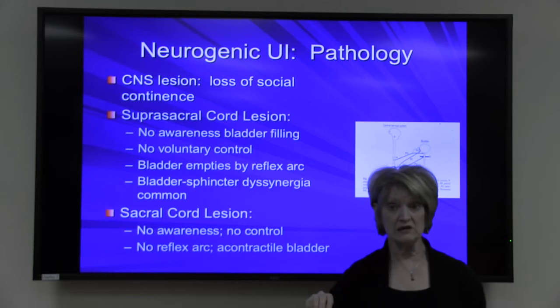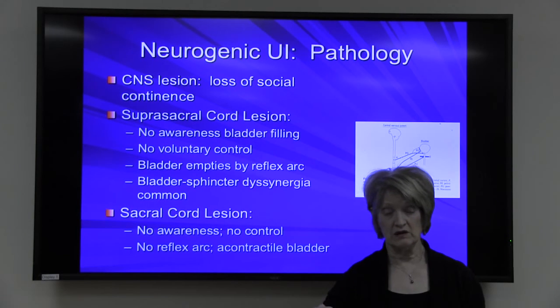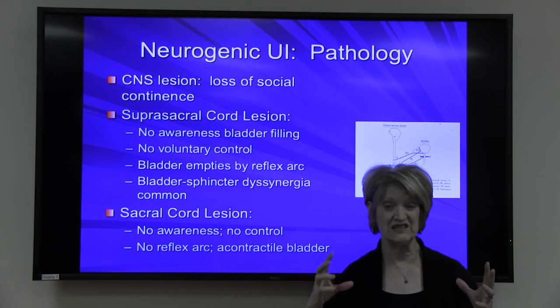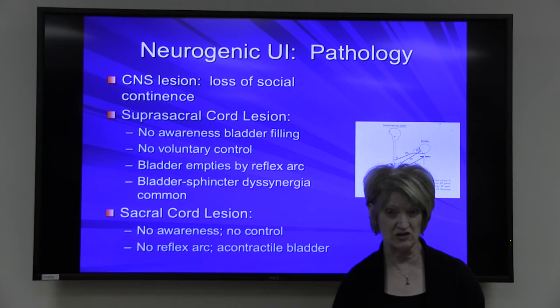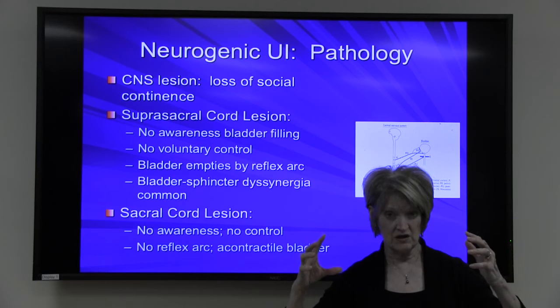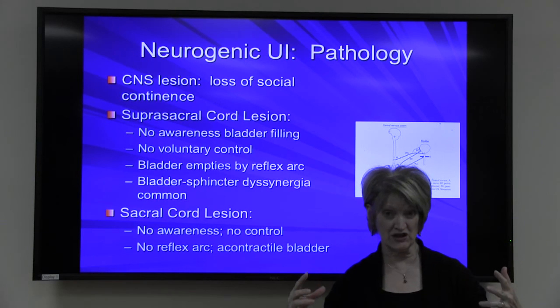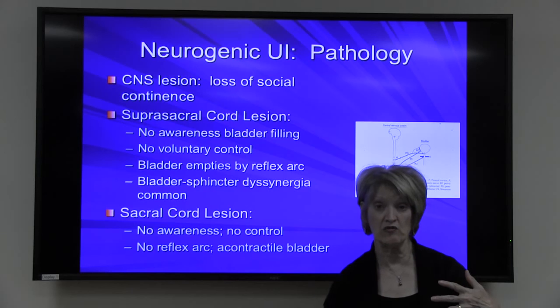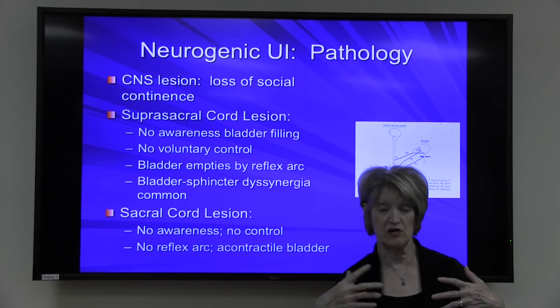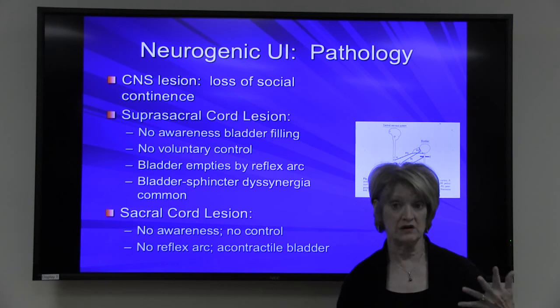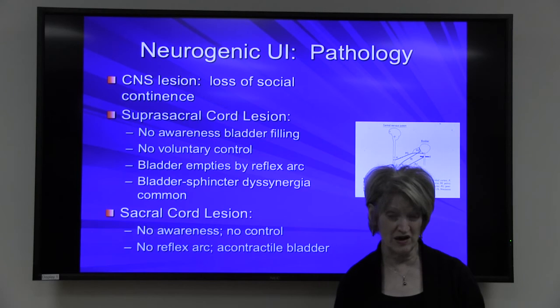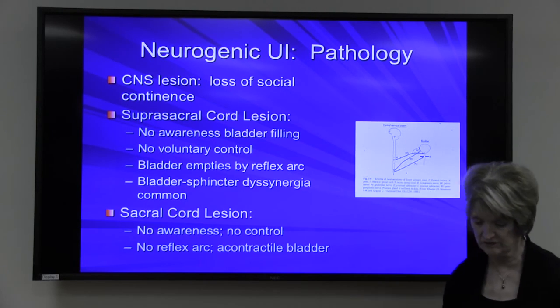So you cannot voluntarily initiate voiding, and now you've lost the reflex arc as well, so there is nothing to tell the bladder to contract. It just fills and fills and fills to maximum stretch capacity, and then you overflow dribble, overflow dribble, overflow dribble. Needless to say, they're very high risk for urinary tract infections and eventually for renal damage.